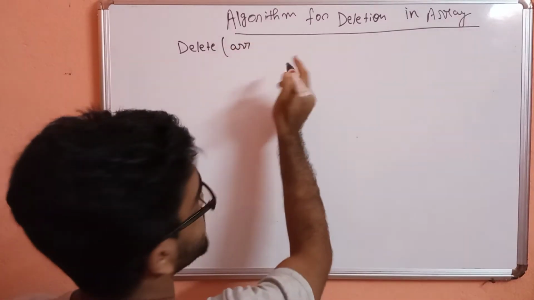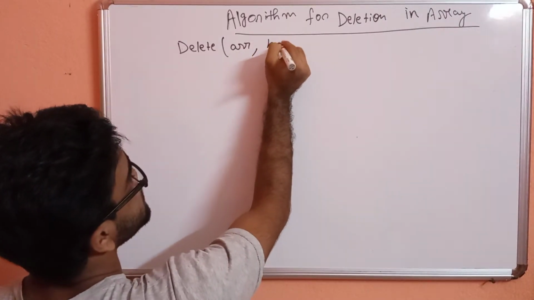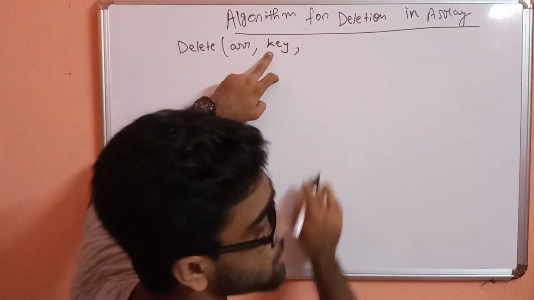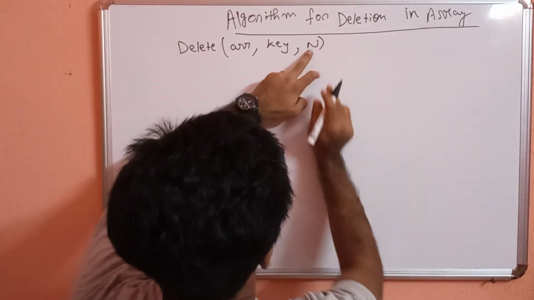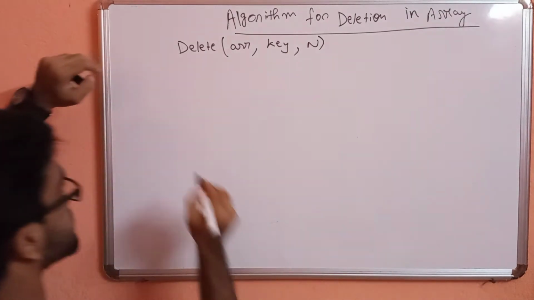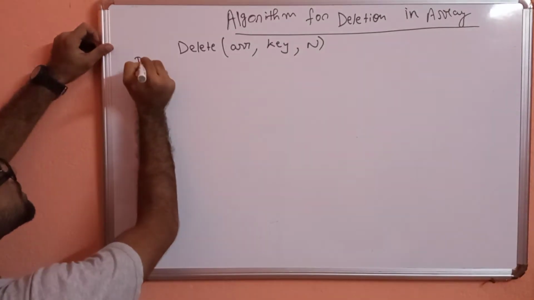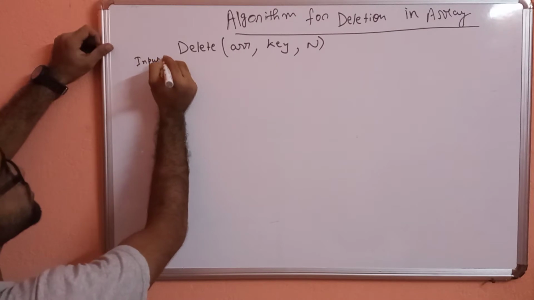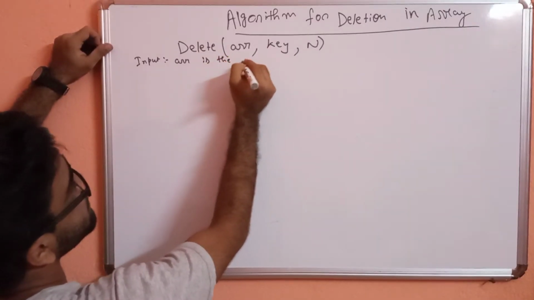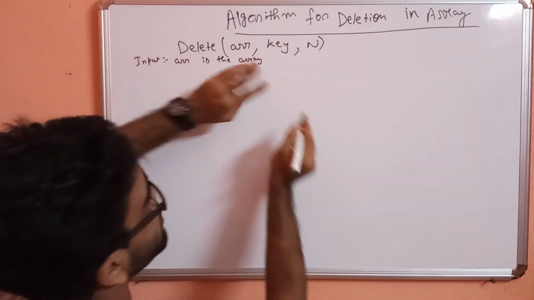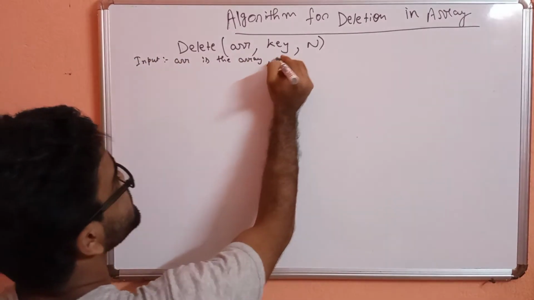ARR is the array, key is the element to be deleted, and n is the maximum number of elements in the array. So we have to write the input first. What is the input part? ARR is the array. I am writing in short, you can write in detail.